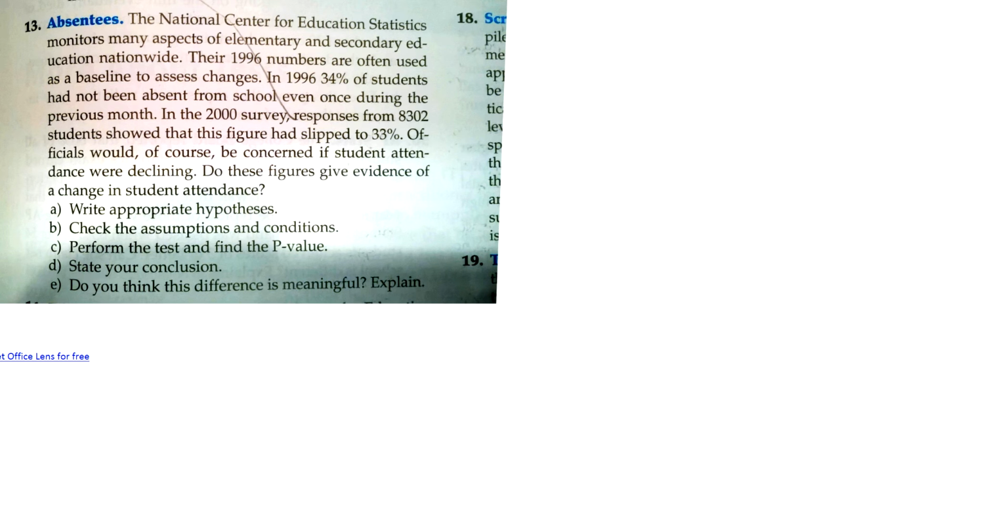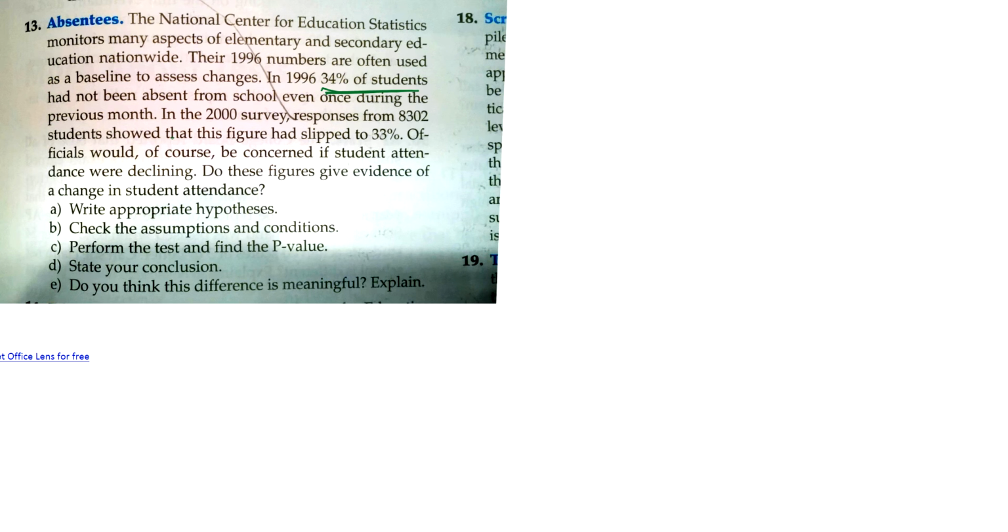Okay, absentees. The National Center for Education Statistics monitors aspects of elementary and secondary education nationwide. 1996 is used as a baseline. 34% of students have not been absent from school even once. Wow. In 2000, responses from 8302 students showed that this figure had slipped to 33%.